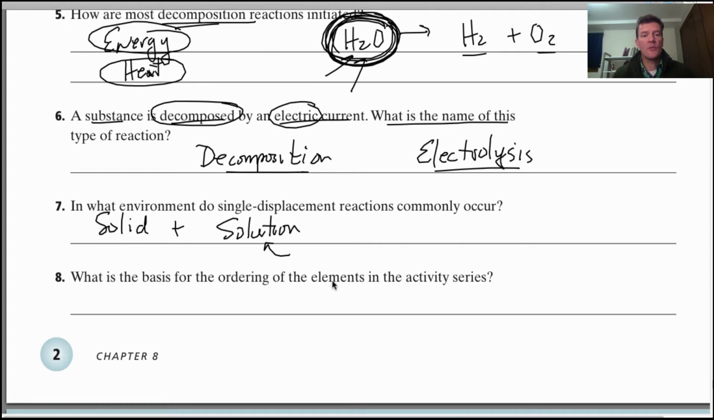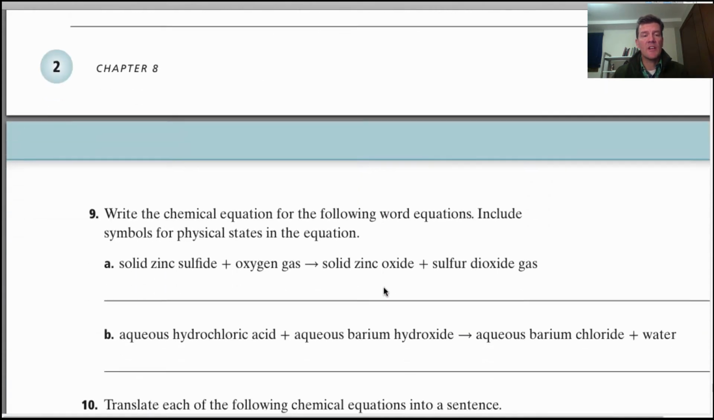What is the basis for the ordering of the elements in the activity series? We didn't talk about activity series. We'll talk about that when we talk about electrochemistry.